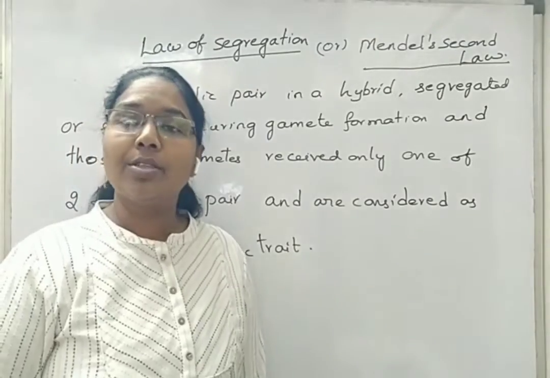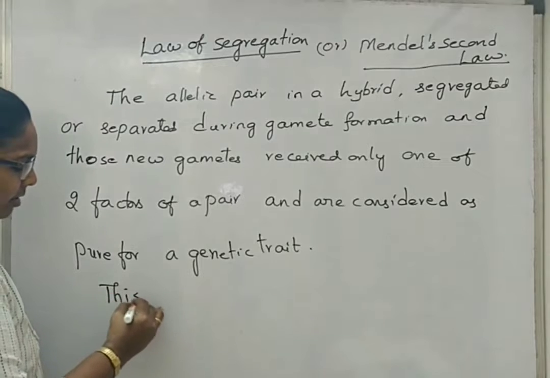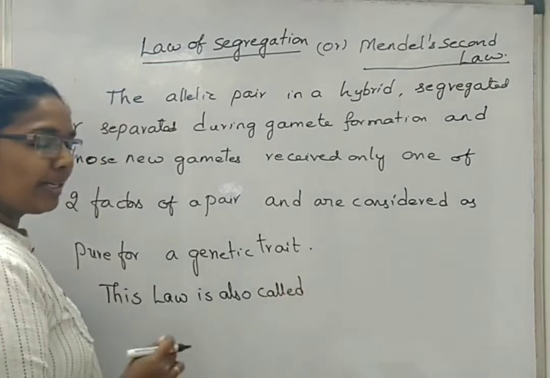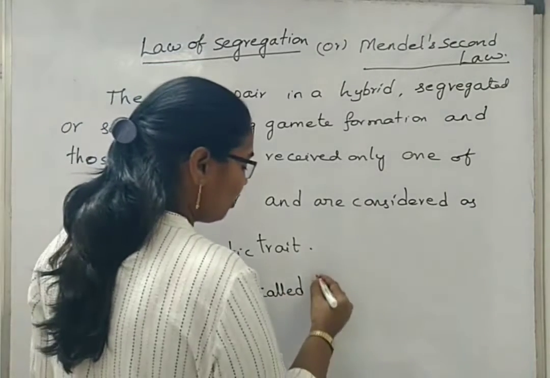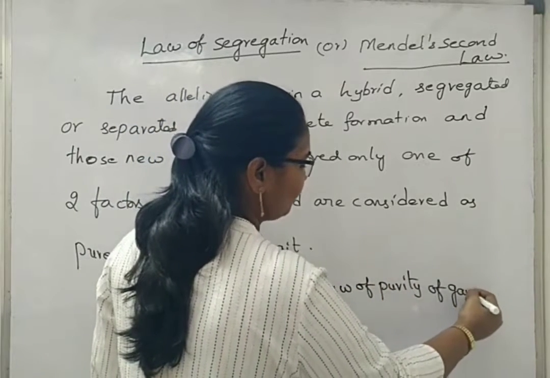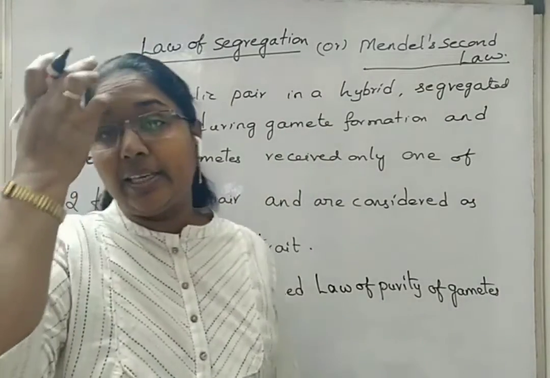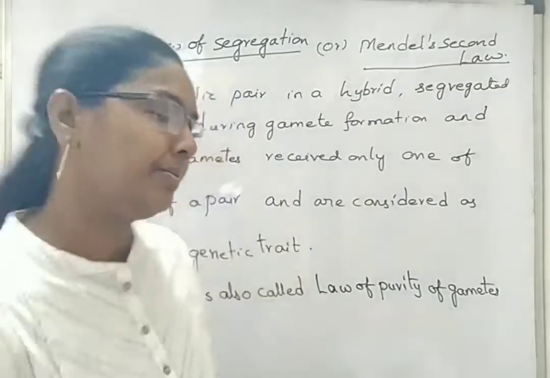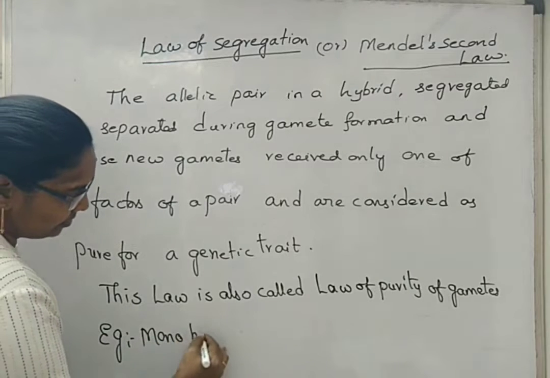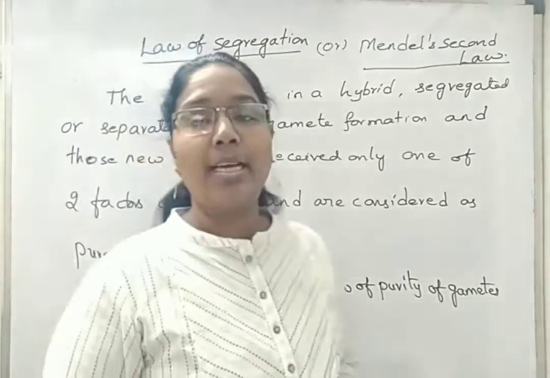This second law is also called the law of purity of gametes. Mendel's second law, or law of segregation, is also called the law of purity of gametes. Now, what example can we take to explain this Mendel's second law? The example taken is again a monohybrid cross. Here we can see the best example.